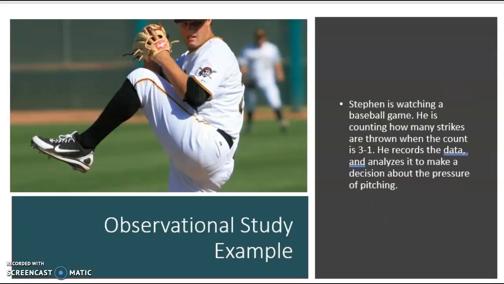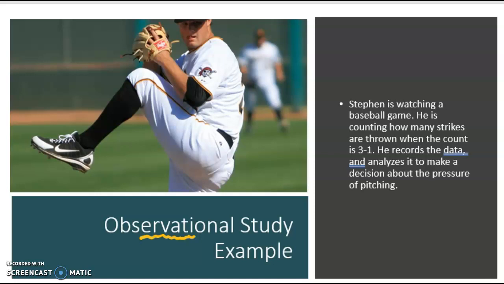All right, here we go. Stephen is watching a baseball game. He is counting how many strikes were thrown when the count is 3-1. He records that data and then analyzes it to make a decision about the pressure of pitching. So this is going to be considered observational. Even though he's getting numbers here, he's not imposing a treatment. Therefore, it's not an experiment. So that is an observational study.